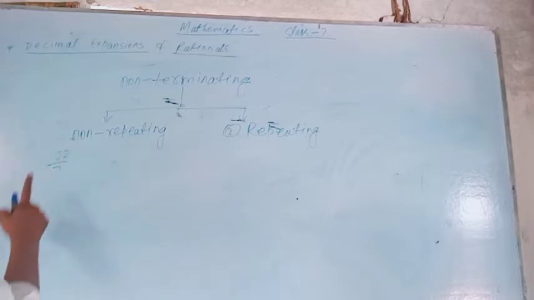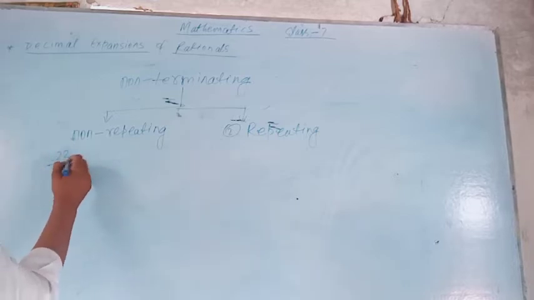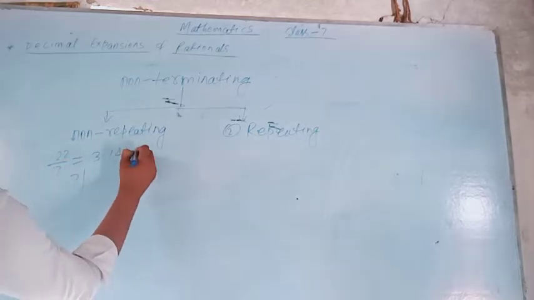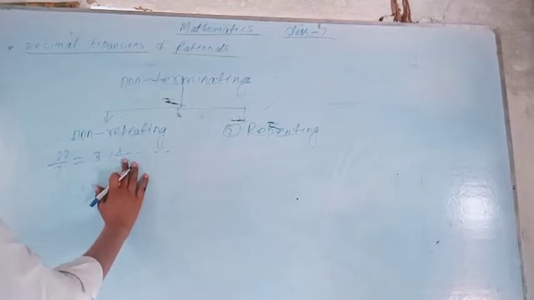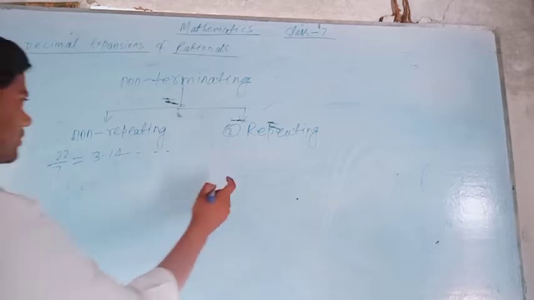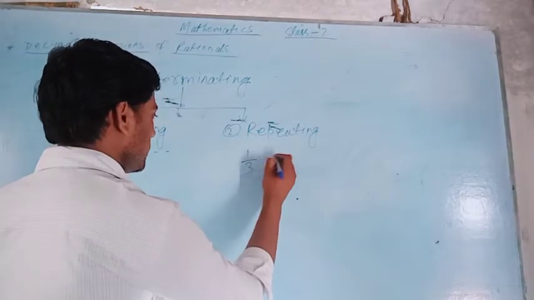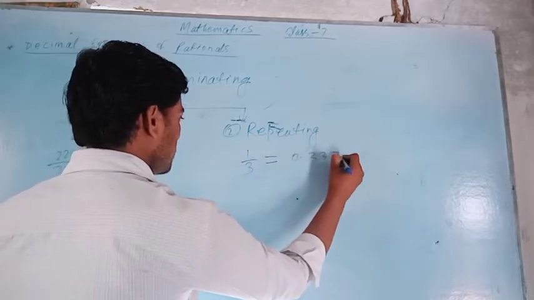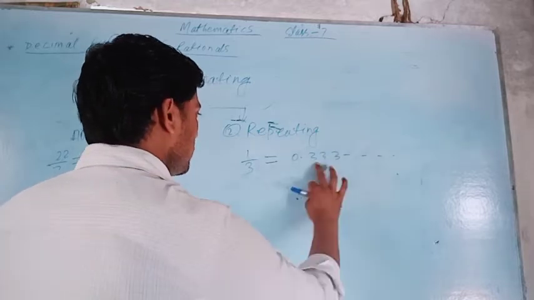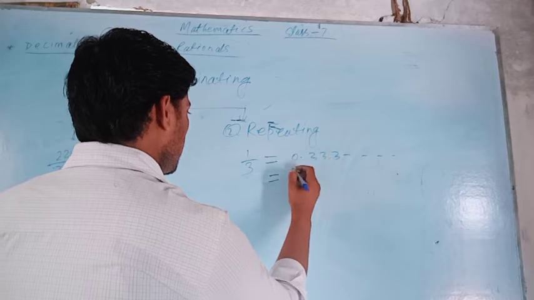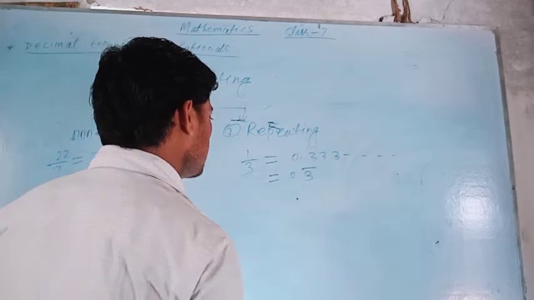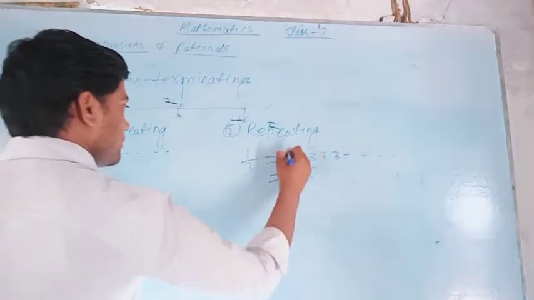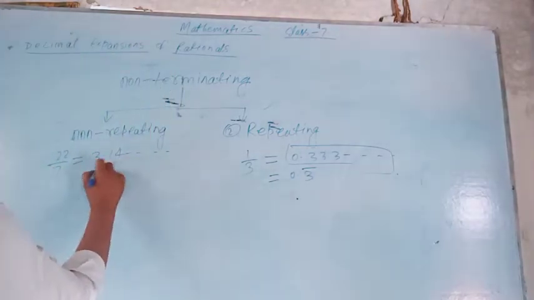Suppose one rational number we take, 22/7. 22/7 is equal to 3.14 dot dot. Here no one digit is repeating, so it is non-repeating. And in this, suppose we take 1/3. If we divide 1 by 3, 0.3333 dot dot. Only 3 will repeat. 3 is coming again and again, so we can write 0.3 recurring. So it is repeating decimal expansion, and the other is non-repeating decimal expansion.